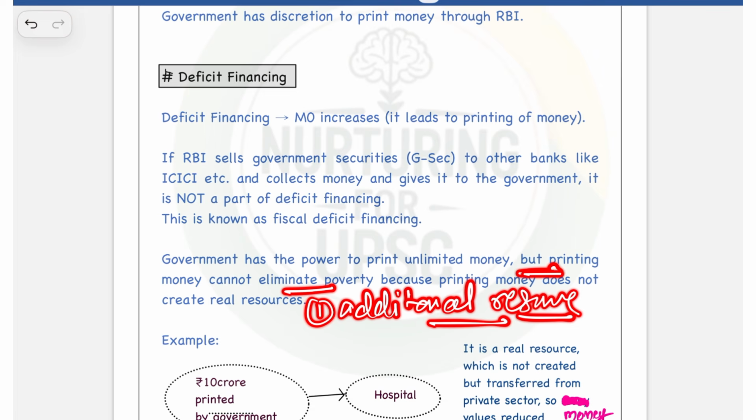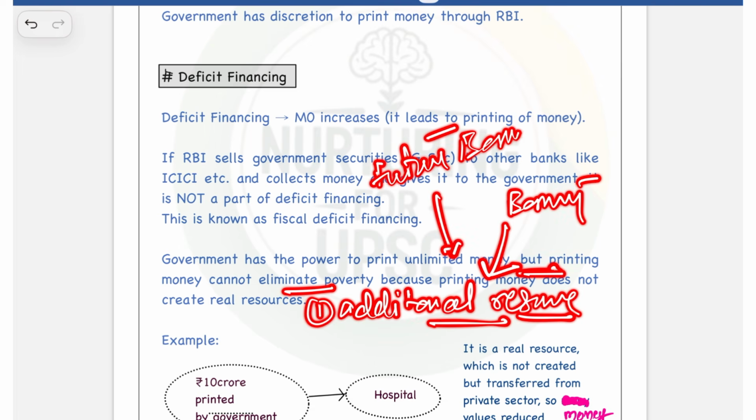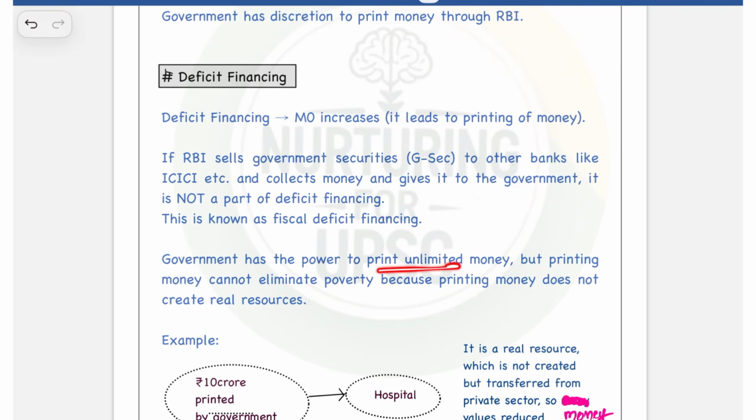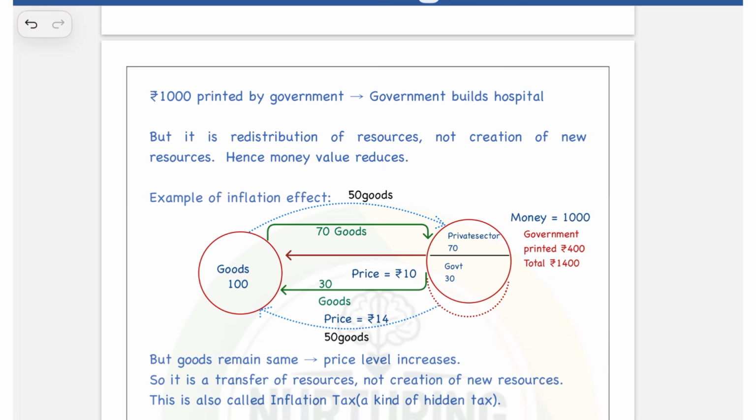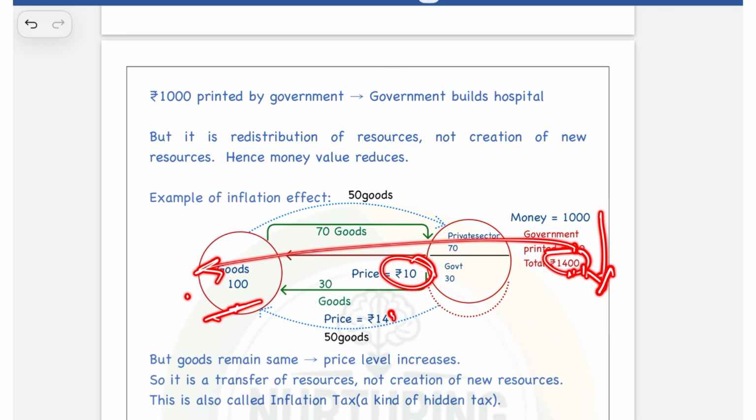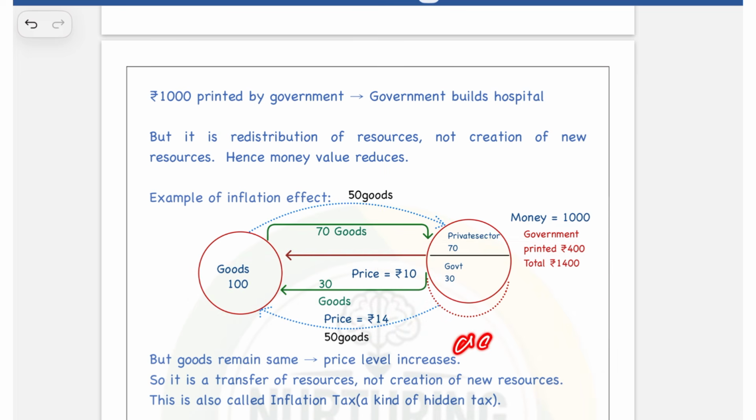The government is printing money either by borrowing or by focusing on future borrowing, meaning deferred payment, giving a bond for later. In both cases, printing of money leads to a reduction in the value of money. Why? Because there is no real resource creation. This can be understood by the fact that if there is 1,000 rupees of money in the economy and there are 100 goods, then 1,000 rupees were chasing the 100 goods, creating a price level of 10. However, if the government prints 400 additional rupees, the aggregate money supply becomes 1400. If the goods remain the same, then this 1400 would be chasing the 100 goods, and the 10 rupee price would become 14 rupees. Hence, additional resources are not created; rather, only redistribution of resources happens.